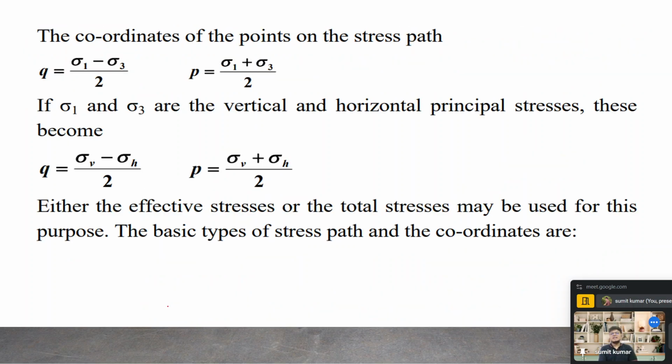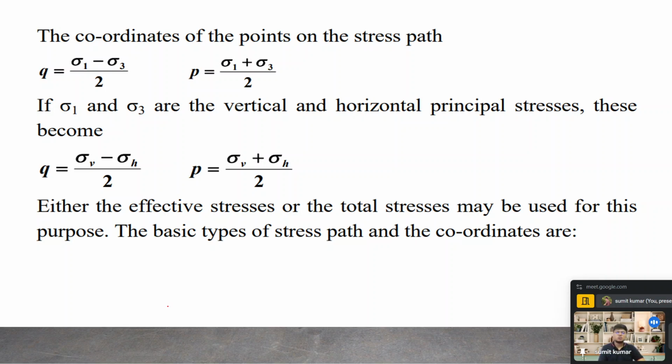Now, as I have repeated several times, the coordinates of the point in the stress path are Q as sigma 1 minus sigma 3 by 2, and P as sigma 1 plus sigma 3 by 2. Sigma 1 minus sigma 3 in Q is nothing but the deviatoric stress, sigma 3 is the confining stress, and sigma 1 minus sigma 3 is the deviatoric stress.